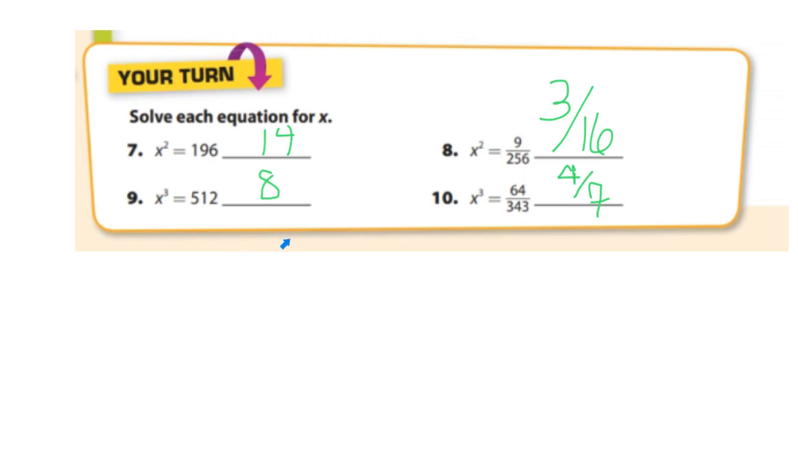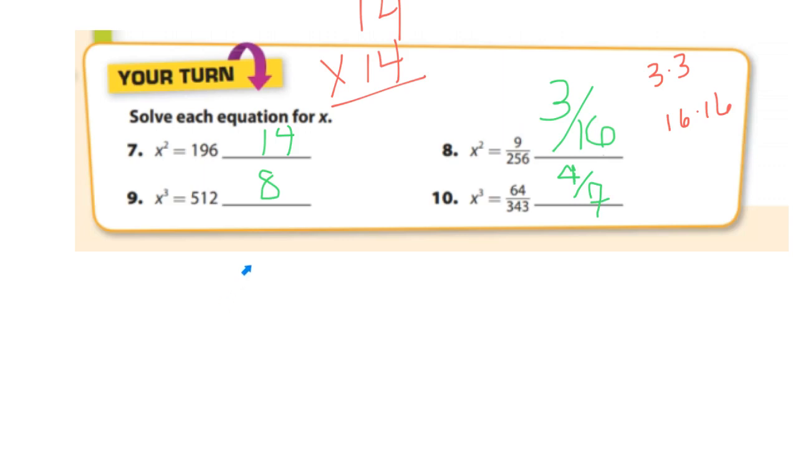All right, the answer for number 7 is 14, because 14 times 14 gives you 196. The answer for number 8 is 3/16. Remember, just do these one part at a time. 3 times 3 gives you 9. 16 times 16 is 256. You should have your list, and you should have 16 as part of your list. So on that column where I have the number symbol, it should be part of your list.